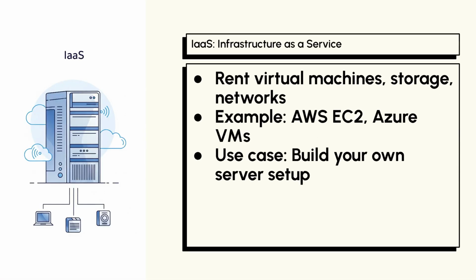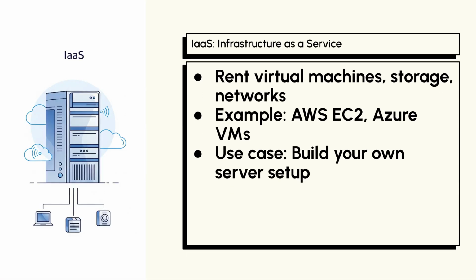First up, IaaS, or Infrastructure as a Service. Think of IaaS like renting the raw materials for a house: walls, plumbing, electricity. You get virtual machines, storage, and networking from providers like Amazon's AWS EC2 or Microsoft Azure Virtual Machine. You control the setup, installing your own software or operating systems. It's perfect for businesses needing flexibility, like a startup building a custom app but not wanting to buy physical servers. With IaaS, you rent the infrastructure and build what you need.